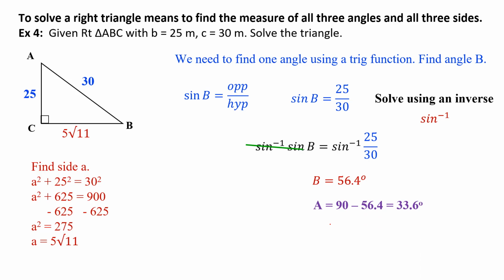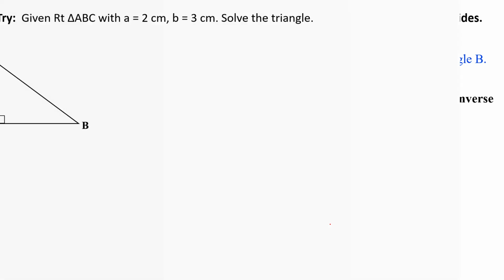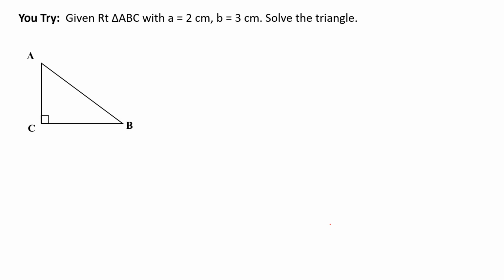Once I know B, all I have to do is subtract angle B from 90 degrees, or I take 180 and subtract 90 and subtract 56.4. All right, your turn. Turn off the video, try it again.